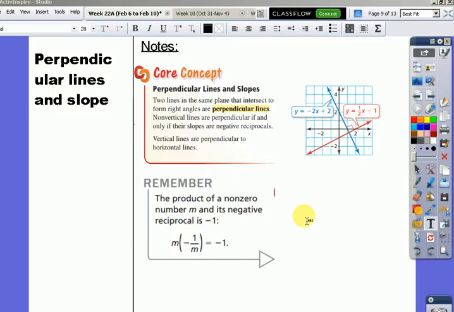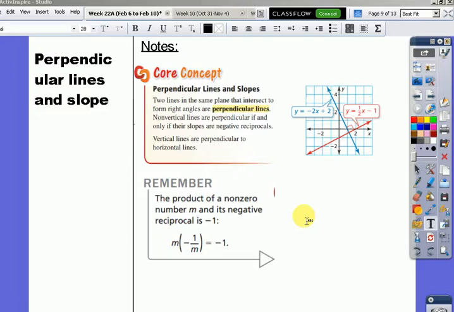So perpendicular lines: two lines in the same plane that intersect to form right angles are perpendicular lines. So unlike parallel lines, they do intersect. They intersect at a right angle, so they make that L shape. And non-vertical lines are perpendicular if and only if their slopes are negative or opposite reciprocals.